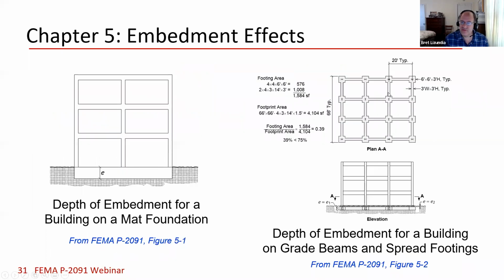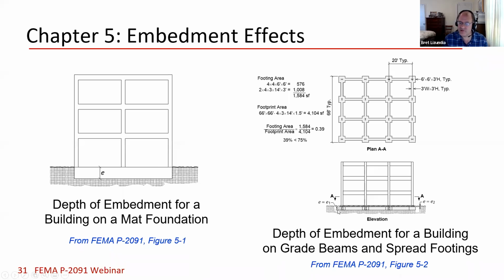What if it's this grid here? This simple set of equations is saying, let's take the footing area, the gray stuff. We've got 6 by 6 square spread footings, 4 times 4 of them, and connecting grade beams, and that adds up to 1584 square feet. The footprint is the whole thing, out to out, and that's 4104. So that's 39%, way less than 75. You don't get to count this in your depth.